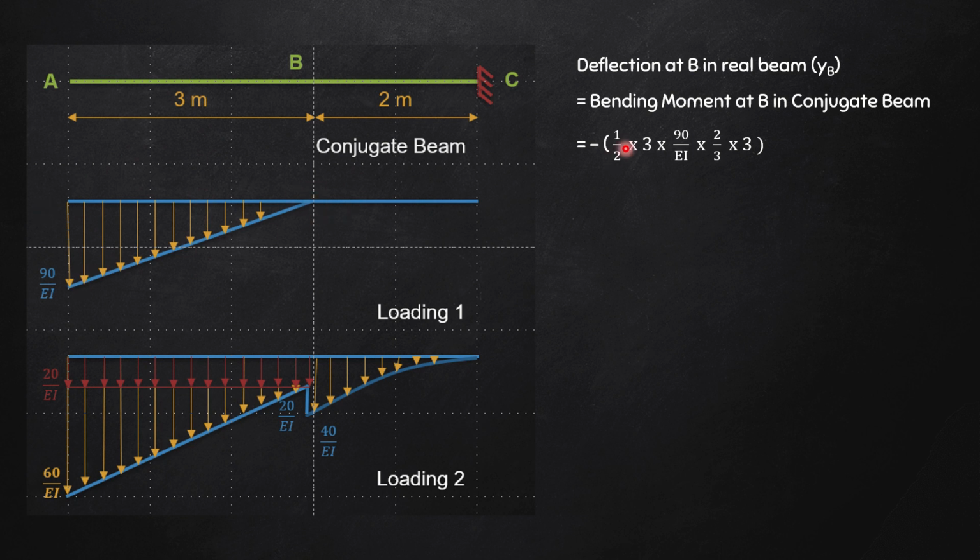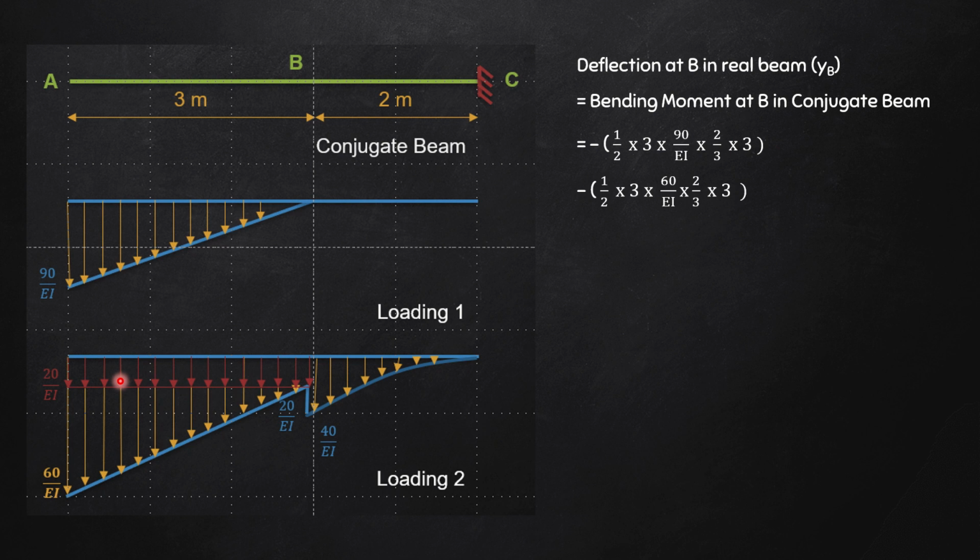minus half into base into height, that is minus half into 3 into 90 by EI, multiplied by, suppose the CG is here, so this distance will be nothing but 2/3 of 3. So minus half into 3 into 90 divided by EI multiplied by 2/3 of 3. Secondly, I am taking this UVL into consideration. So it will be minus half into 3 into 60 divided by EI. Again, the CG from this point is 2/3 of 3.